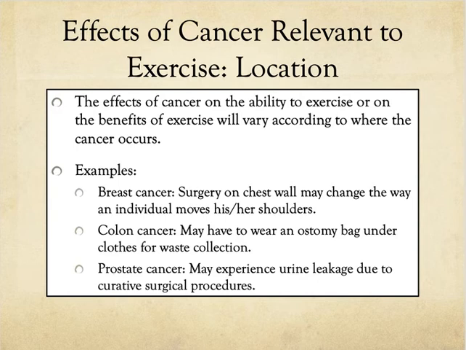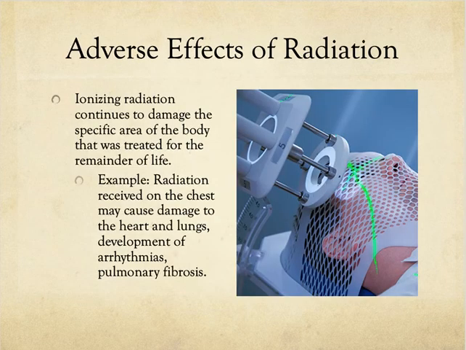the manner of waste elimination, which may include an ostomy bag that is worn under the clothes. As a result, this survivor may now relate to abdominal exercises differently and wear different clothing. Additionally, a prostate cancer survivor may have issues with urinary incontinence, in part due to curative surgical procedures. An exercise plan minimizing activities that would increase leakage, like jumping, would then be desirable.